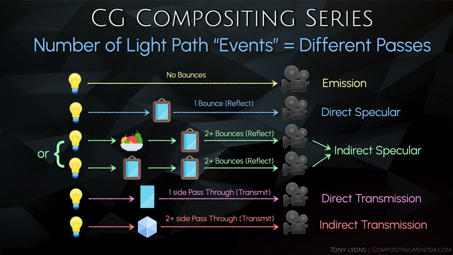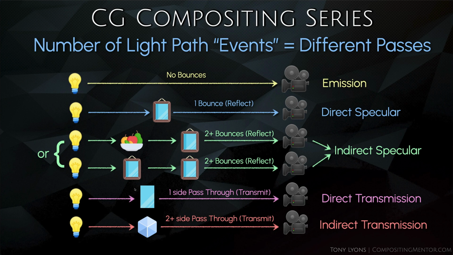Going a little bit deeper on this point, we're noticing that the number of light path events puts the results into different passes. For example, if the light is directly seen by the camera, it is in the emission pass. If the light bounces once off of a metallic or mirror object, if it just has one bounce, then it goes into the direct specular. If the light bounces off an object and then bounces off a mirror, it has two or more bounces and goes into the indirect specular, or you can consider it the light bouncing off two mirrors. So again, anything with two bounces or more all ends up in the indirect specular pass.